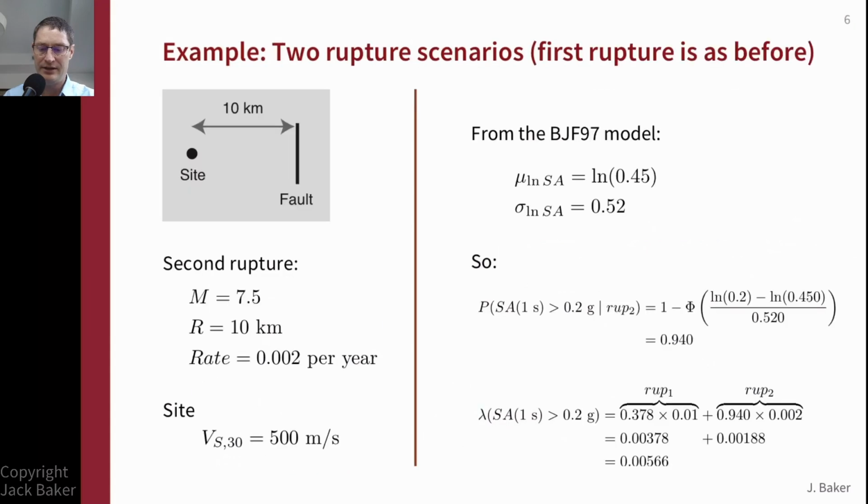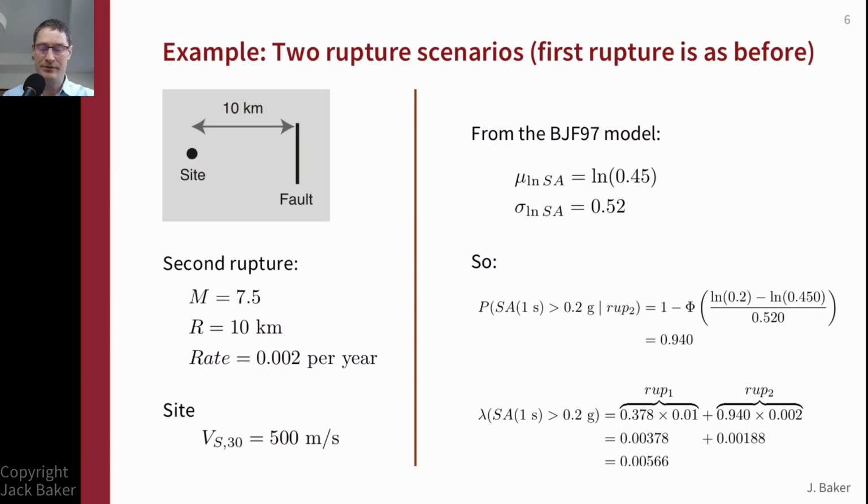Let's add on a little more detail just to think about getting a little more realistic. Now we'll think about an example with two rupture scenarios. The first rupture is exactly as before. The second rupture, we're going to have a larger magnitude, magnitude 7.5 versus the 6.5 in the other case. And we're going to have a smaller rate, only 0.002 per year instead of 0.01 per year. So it's less frequent, but a larger magnitude.